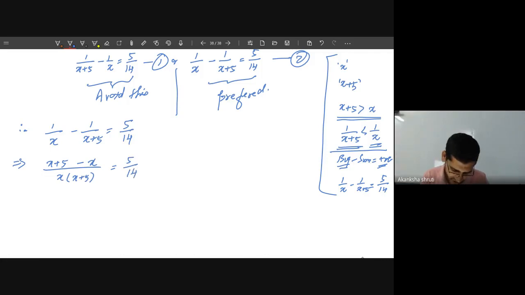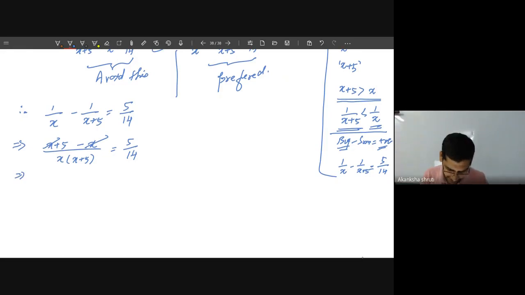5/14. Students, the x is getting cancelled here. So what is there? 5 into 14 is equal to 5 times x and x plus 5. This was coming. Even this 5 is also getting cancelled. Okay, students. So ultimately it is x square plus 5x minus 14 is equal to 0.